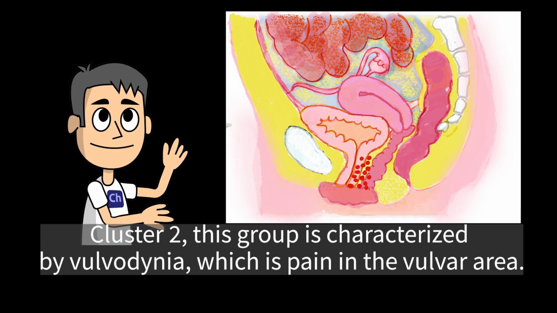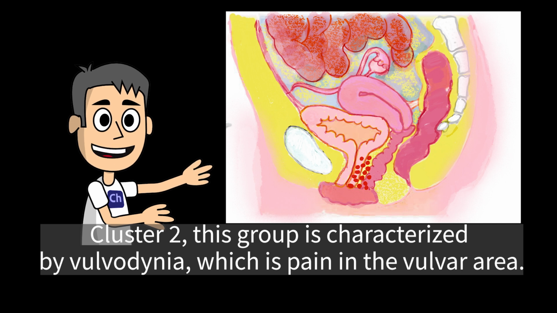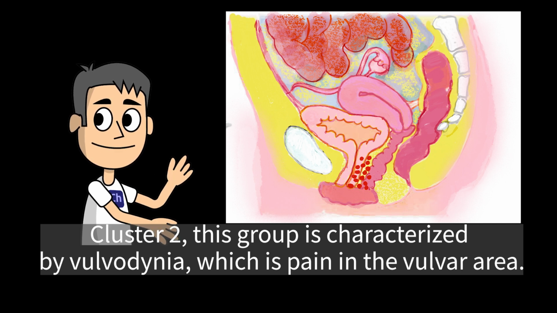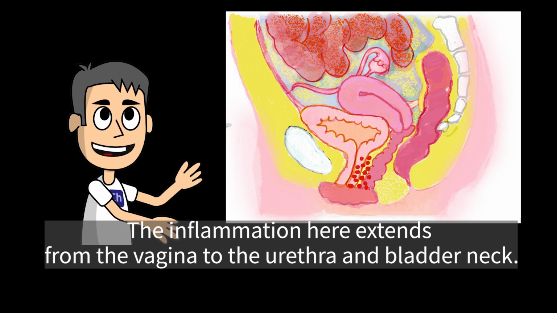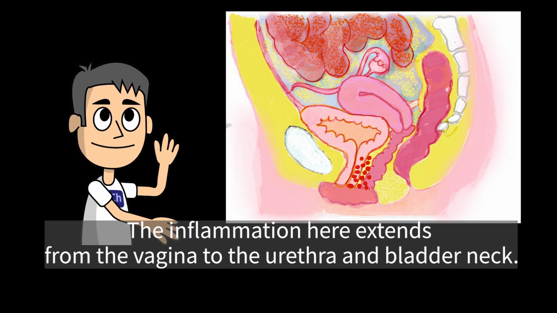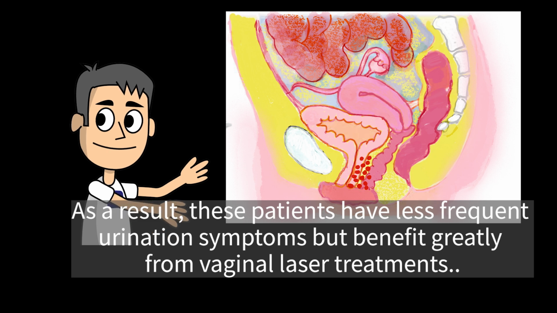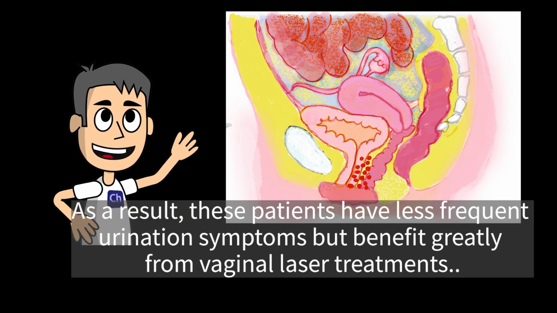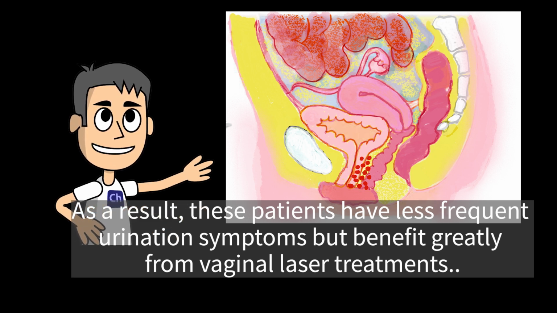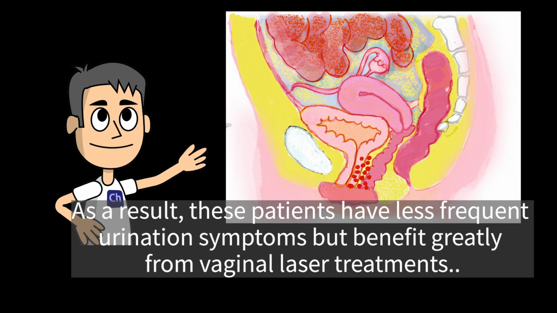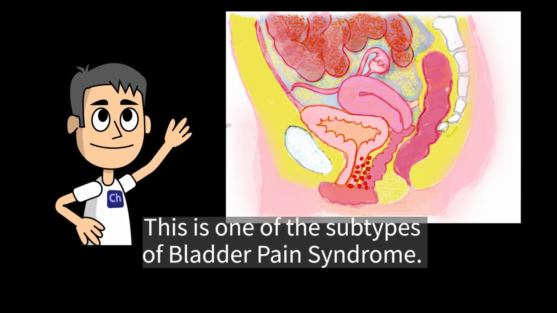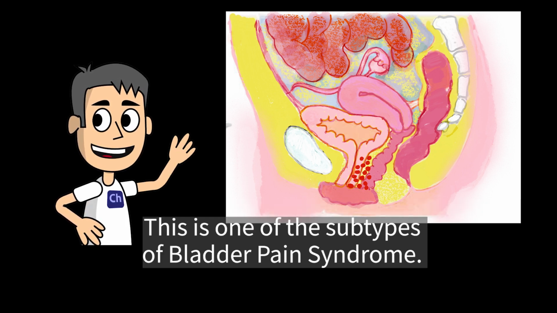Illustration 3, Cluster 2, Vulvodynia subtype. Moving on to Cluster 2, this group is characterized by vulvodynia, which is pain in the vulvar area. The inflammation here extends from the vagina to the urethra and bladder neck. As a result, these patients have less frequent urination symptoms but benefit greatly from vaginal laser treatments. This is one of the subtypes of bladder pain syndrome.